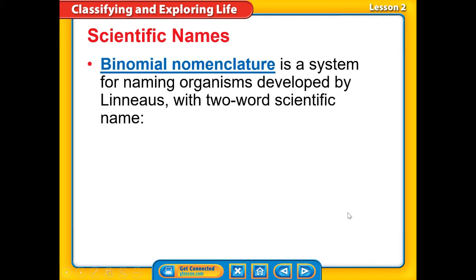So the next definition is binomial nomenclature. That's a system for naming organisms or living things, and that was developed by Linnaeus. And it gives each living thing a 2-word scientific name.